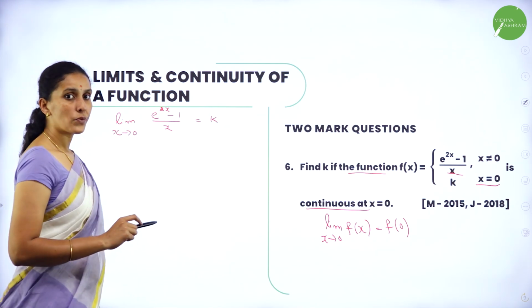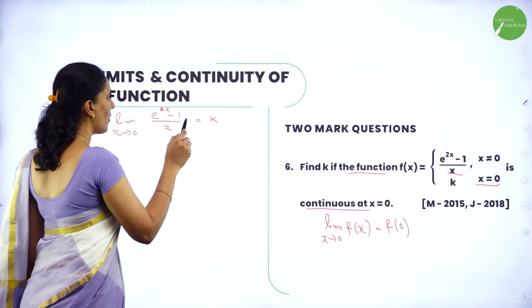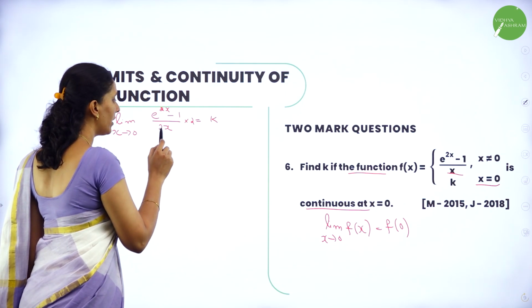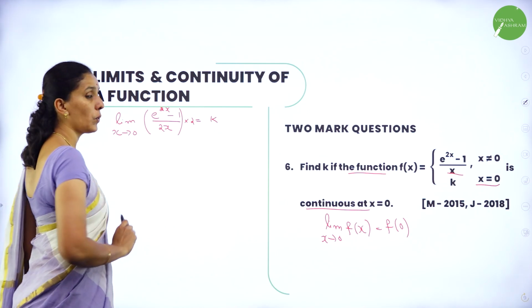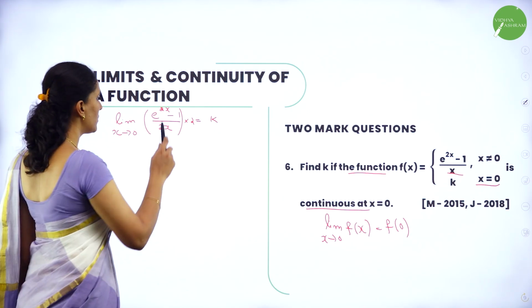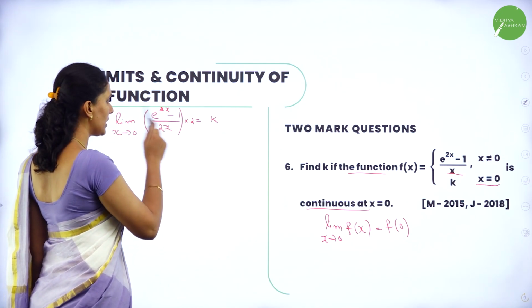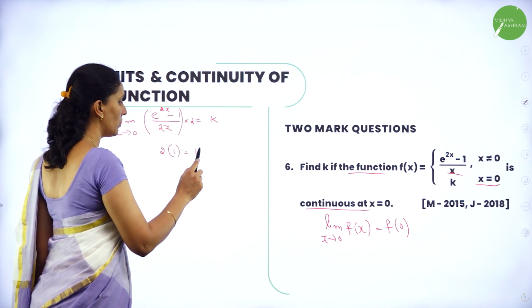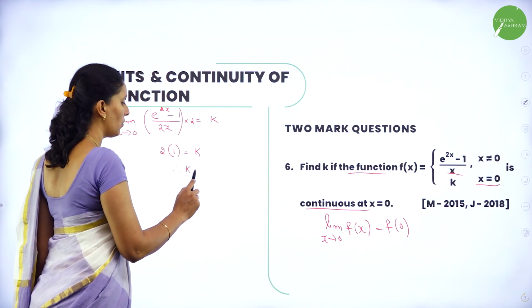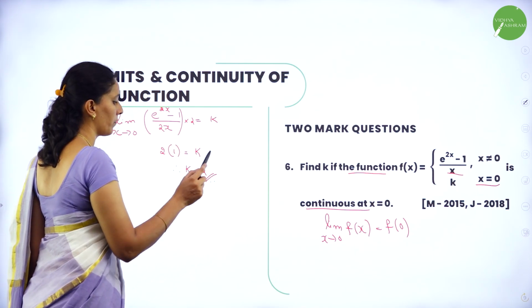And here it is one of the standard limits. So I will multiply by 2 and divide by 2 here. Now it takes the standard form of the limit whose value is equal to 1. So when you apply the limit, taking the constant 2 outside, you will get the value as 1. So therefore we'll get the value of k as 2.